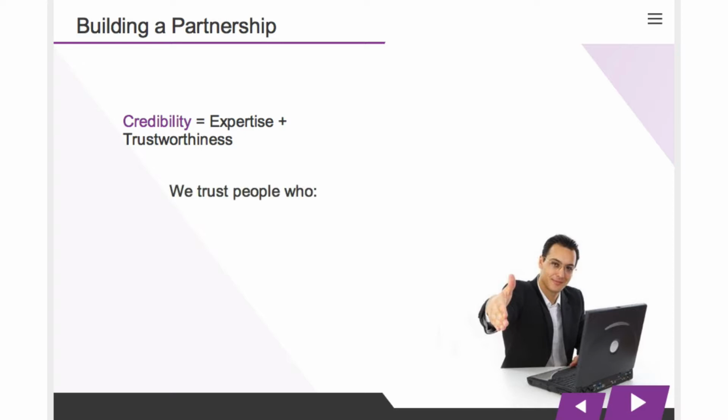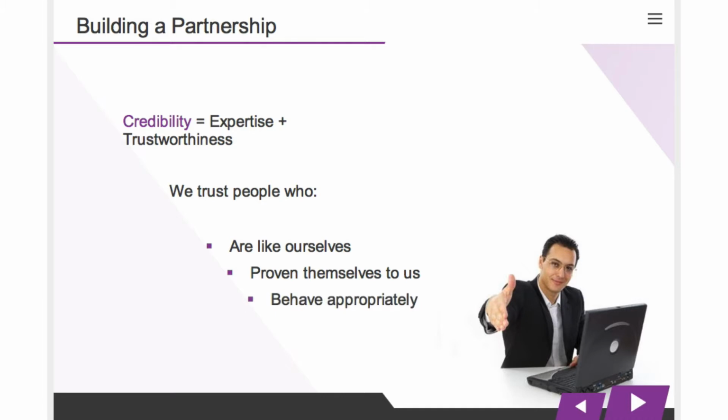We tend to trust people who have a similar background or worldview to ourselves, with whom we've experienced positive interactions over time, who present themselves and behave appropriately in our eyes, who are consistent in their behaviors, especially in doing what they said they'd do. You can see that some of these are within the control of the BRM.